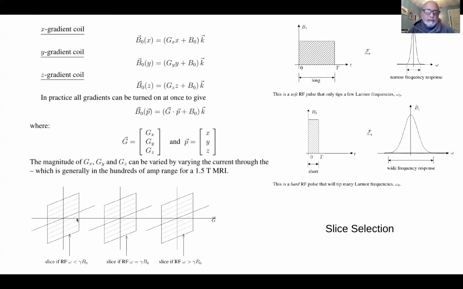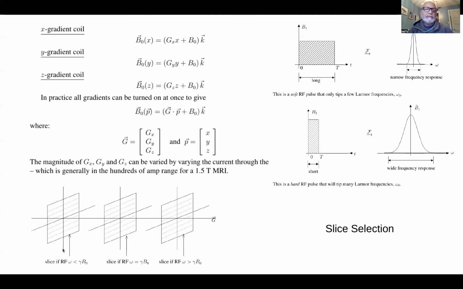So that's basically it. I'll skip over the fact that we can turn them on all at once. But if you just focus on one of them, say if this is the X direction, if your gradient G is in an X direction, the resonant frequency, the Larmor frequency, at 0 will be gamma B0. But if you go negative in X, the Larmor frequency will be less than the basic Larmor frequency for B0. And again, if you go in a positive direction, it'll be more. So what that means is the spins are precessing faster in the positive X direction and slower in the negative X direction.